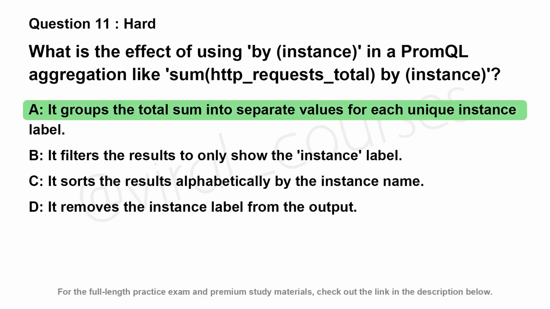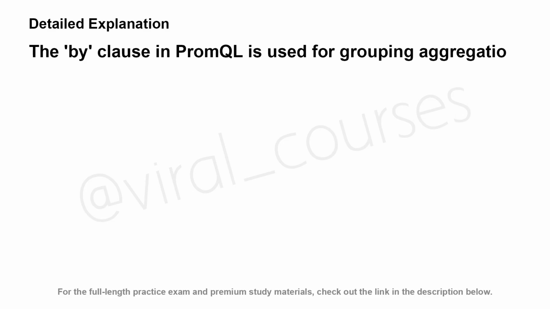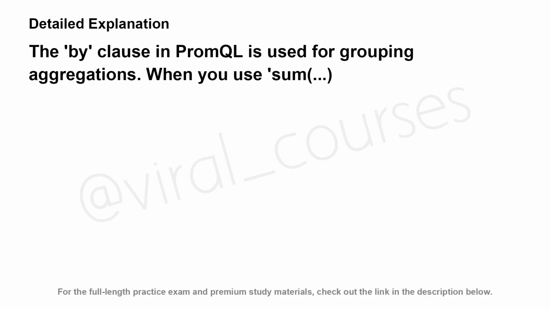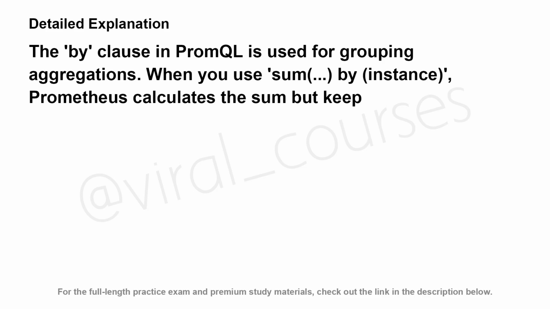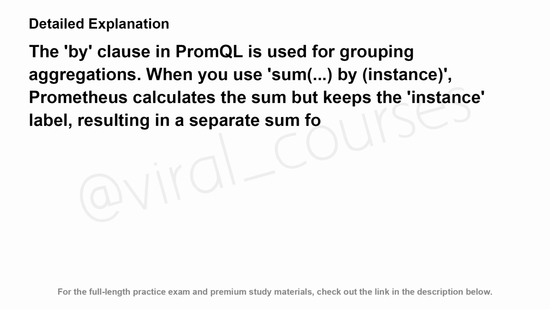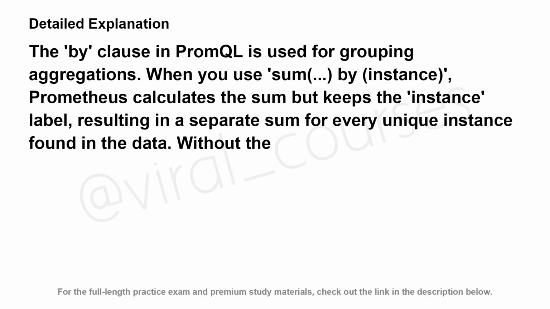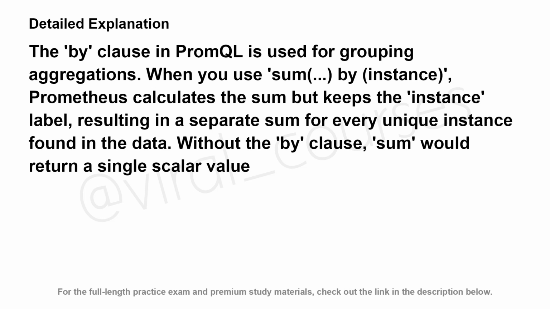The correct answer is A. The by clause in PromQL is used for grouping aggregations. When you use sum by (instance), Prometheus calculates the sum but keeps the instance label, resulting in a separate sum for every unique instance found in the data. Without the by clause, sum would return a single scalar value for the entire dataset.